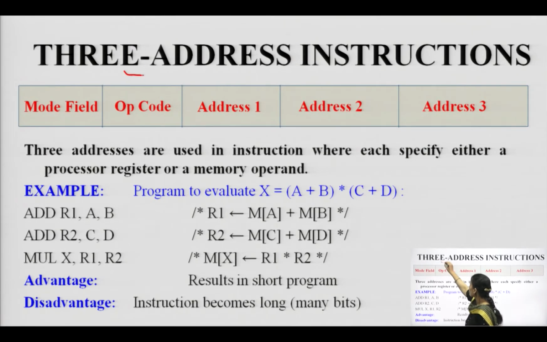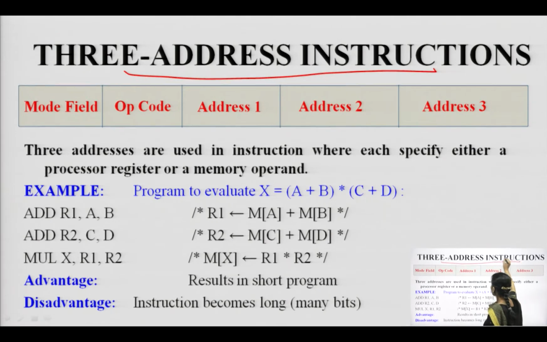Then, three address instructions. In this instruction format, if we are using 3 addresses, there will be 1 mode field, 1 opcode field and 3 addresses. As I said earlier, this address part varies. If we are using 3 address instructions, then there will be address 1, address 2, address 3. If we are using 2 address instructions, then there will be 2 addresses, address 1, address 2. If we are using 1 address, there will be 1 address. If we are using 0 address, then there will be no address.